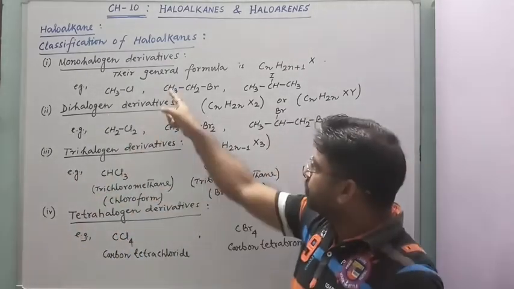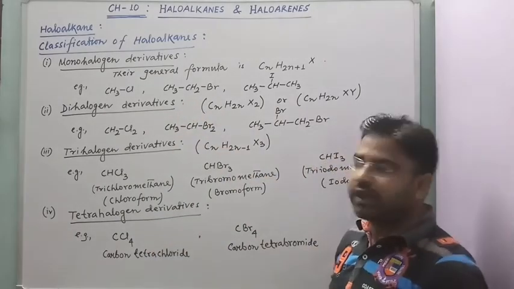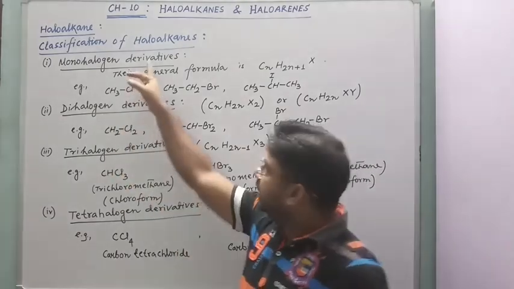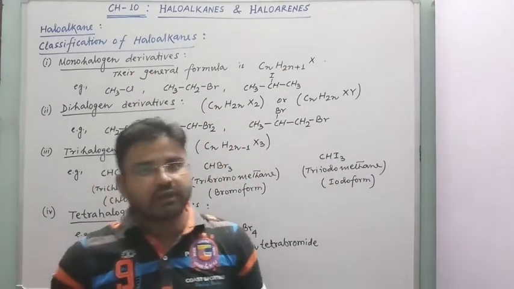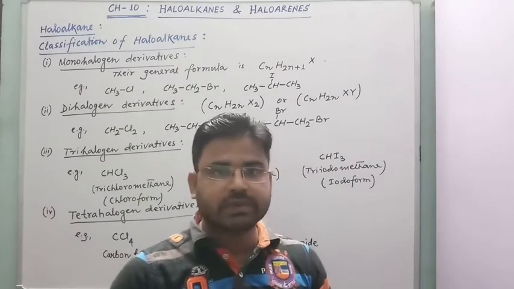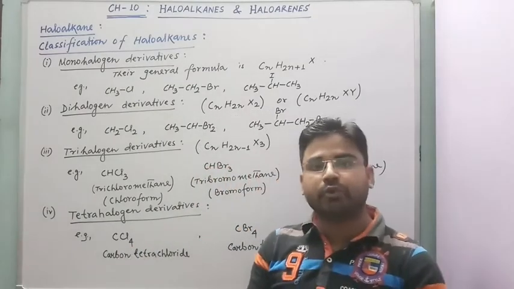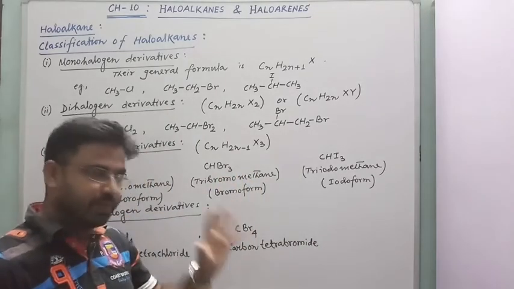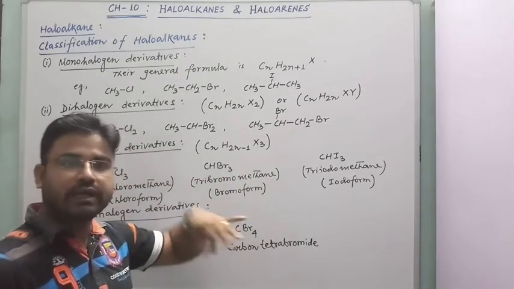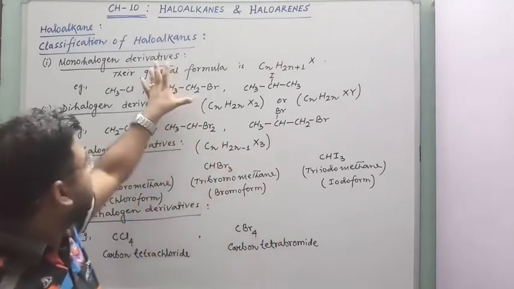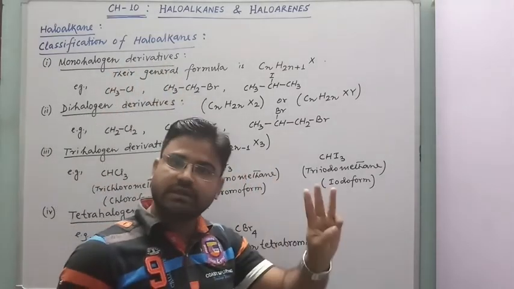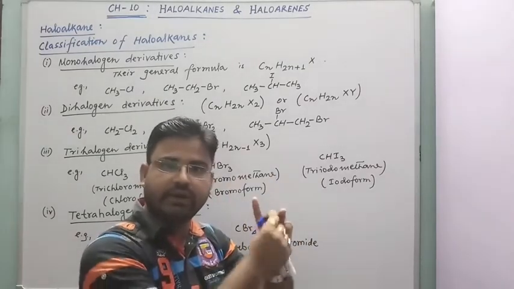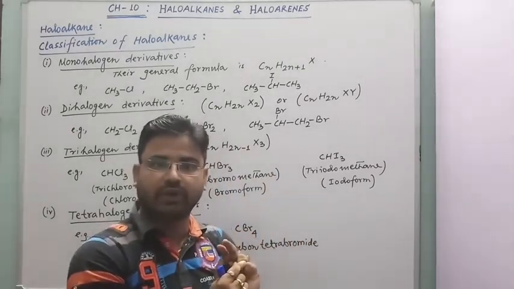So there are 4 types of haloalkanes. Besides these, haloalkanes are further classified into 3 types depending upon the position of the halogen attached to the carbon atom. So based on the halogen atoms attached with carbon atom, haloalkanes are further classified as 3 types, which are known as primary haloalkane, secondary haloalkane, and tertiary haloalkanes.